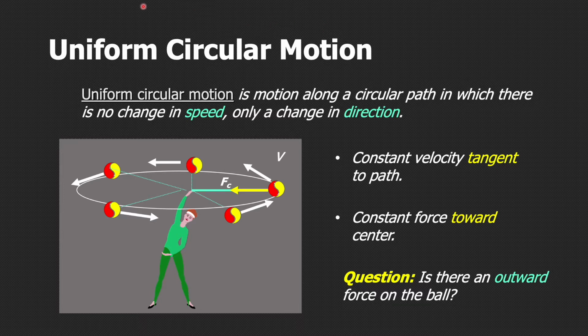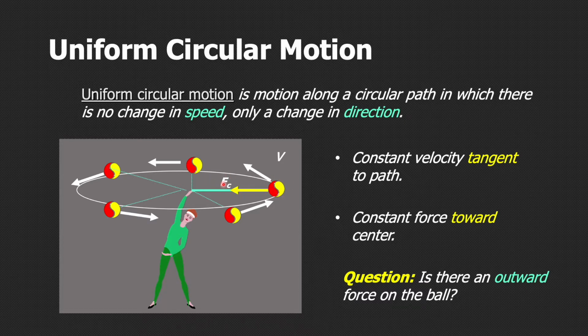But for a uniform circular motion, we can say that an object is moving in a uniform circular motion if it is moving along a circular path in which there's no change in speed, meaning there's a constant speed, but its direction is constantly changing since it's moving in a circle. For this uniform circular motion, we can also say that it has a constant velocity which is tangent to its path. We also have to note that in a circular motion, there is a constant force acting on that object that is directed towards the center.